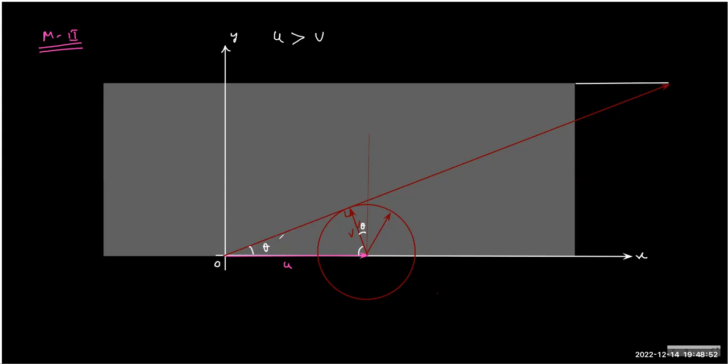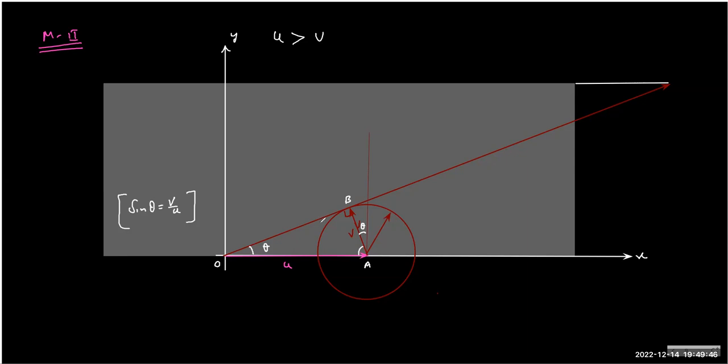And clearly you can see that in the triangle OAB, I can get my answer directly. So sine theta is how much? V by U. That is the condition. So when you know U and V, then the minimum value we'll get is this much. Is this clear, guys?